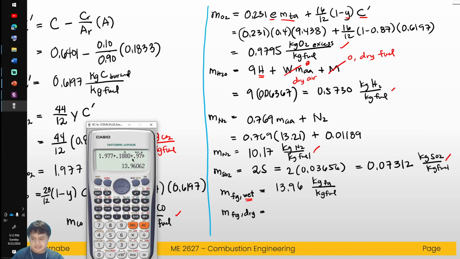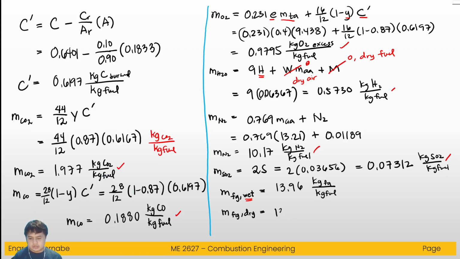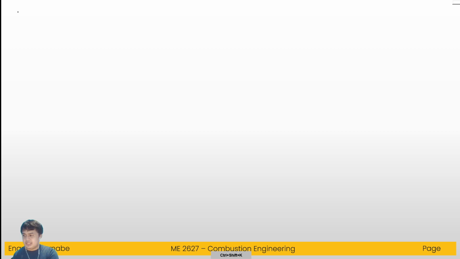For the dry, you can also find that out. You just have to remove the water, the H2O, which is 0.5730. Just remove this, and have 13.39 kilogram of flue gas per kilogram of fuel. So take note that this is dry, this is wet.